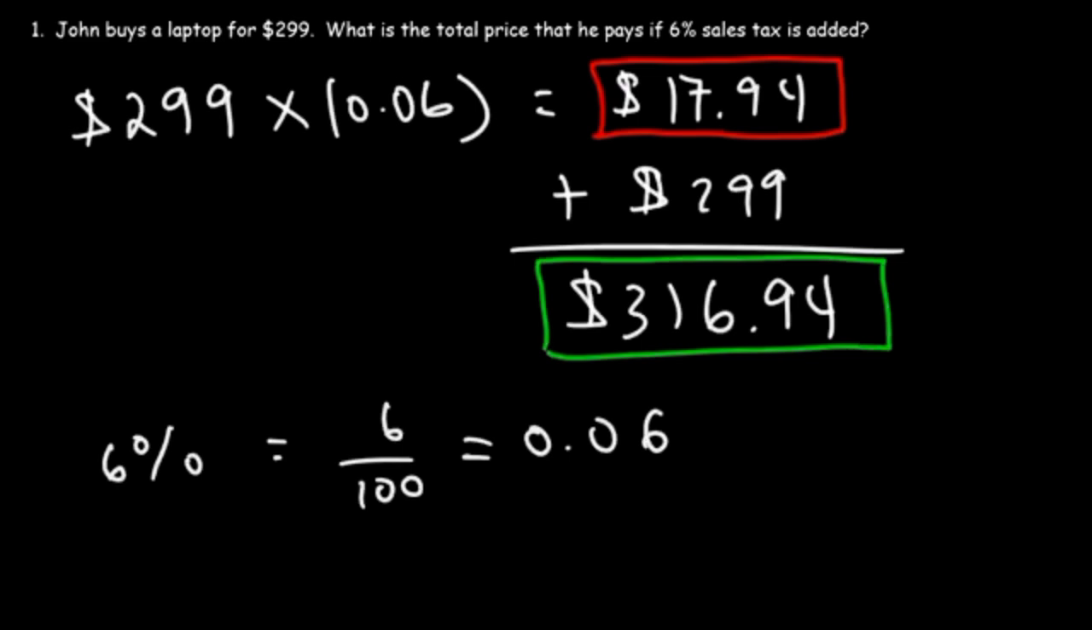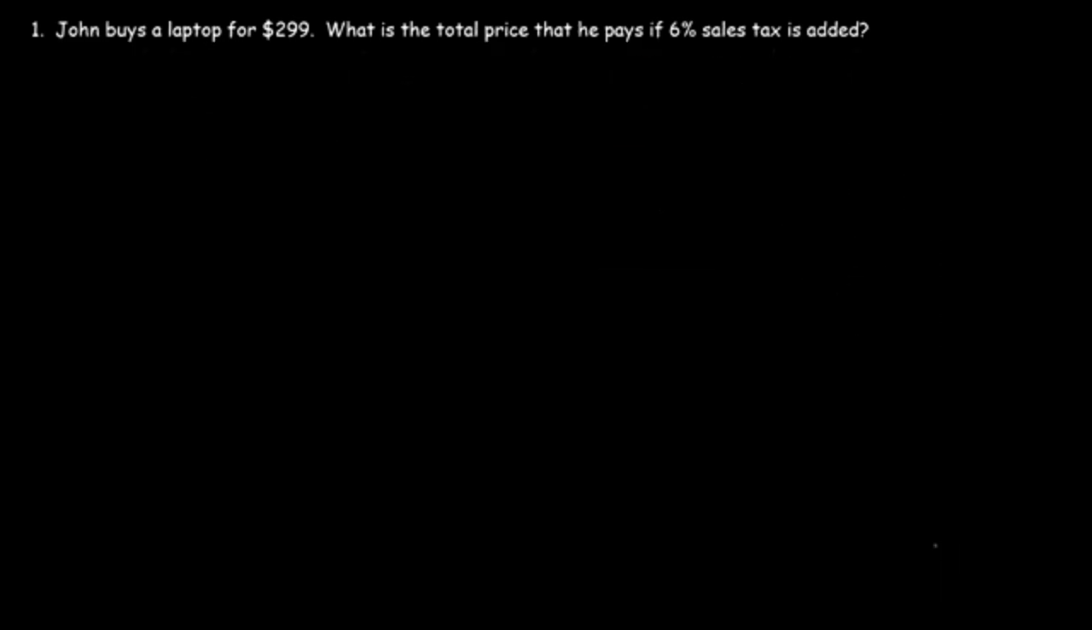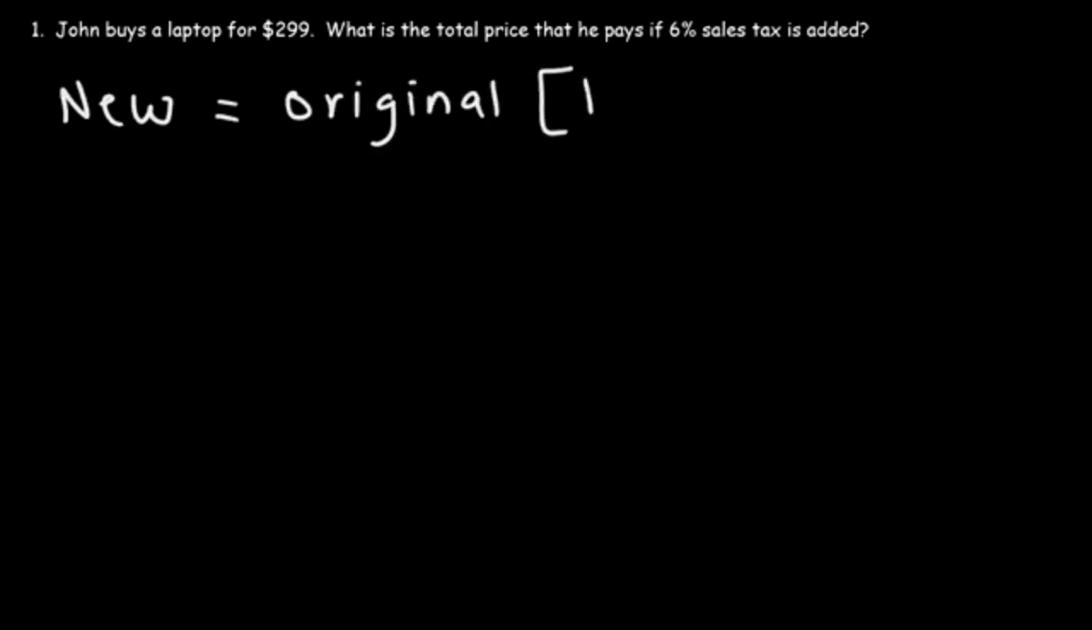Now it turns out that there is an easier way to get the same answer. At least it's easier in my opinion. And let me give you the formula, because this formula will help you to solve more complex problems, as you'll see shortly in this video. The new price is equal to the original price multiplied by 1 plus or minus R. Now R would be the percentage. When dealing with sales tax, R is positive because you're going to pay more than the original price.